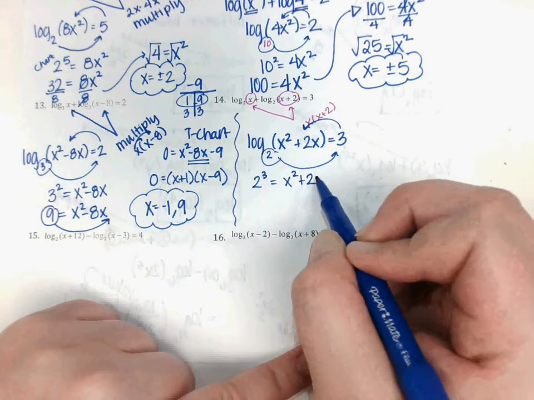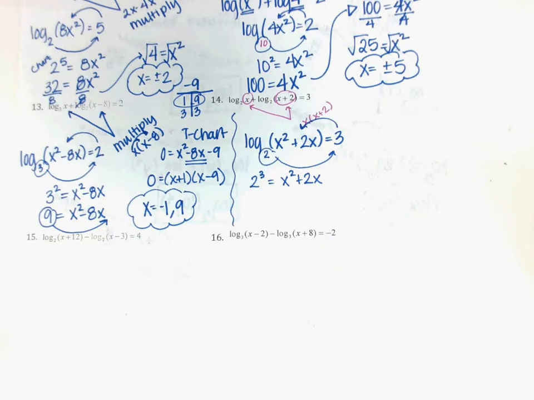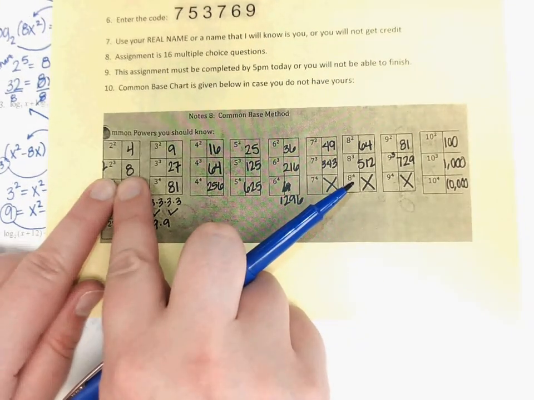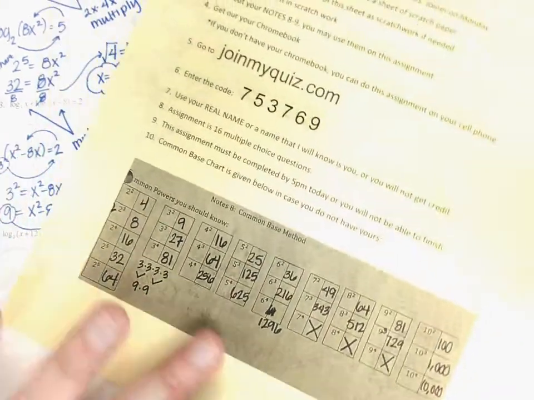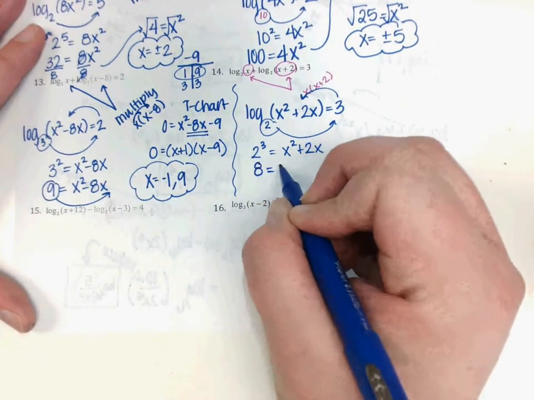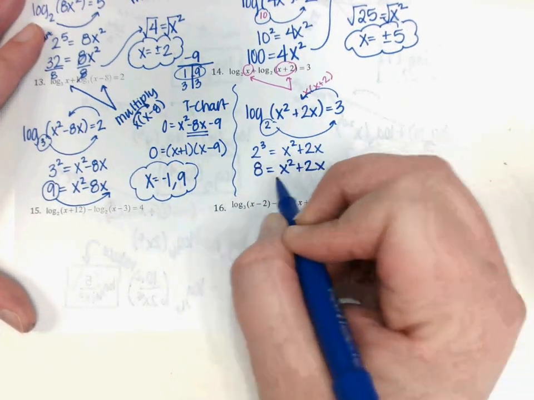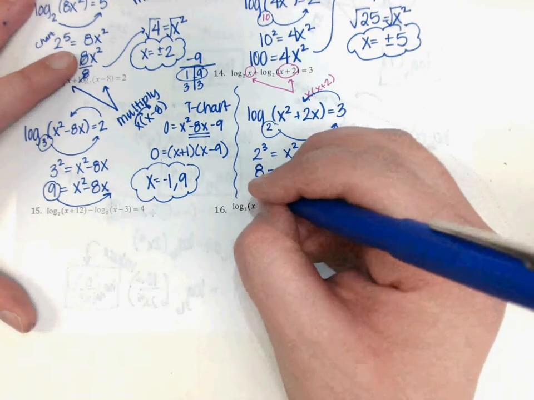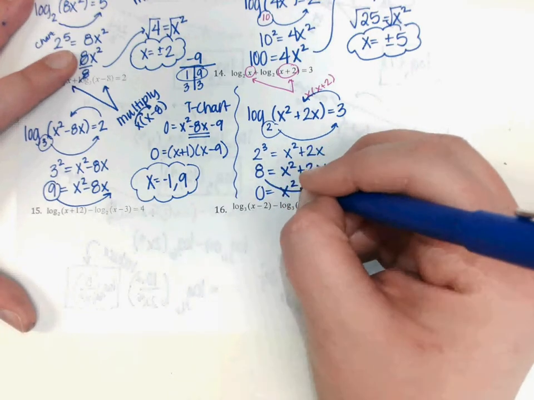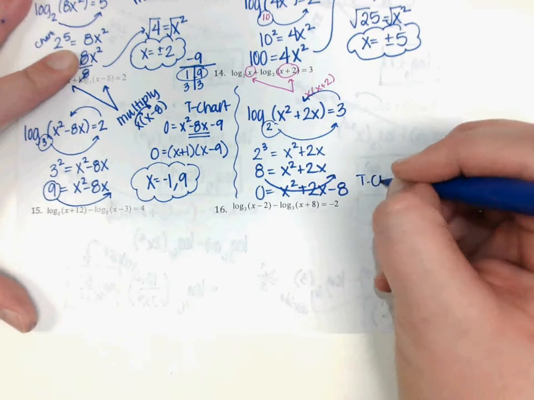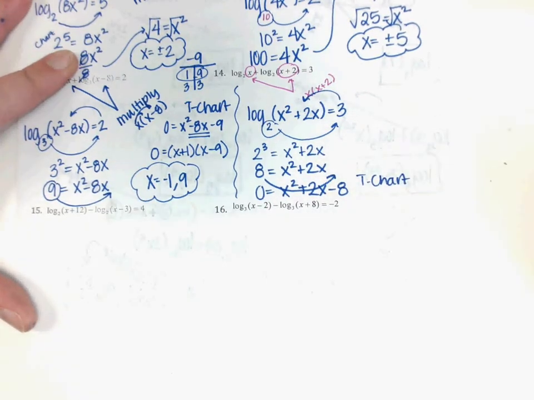x squared plus 2x. Okay, then pull out your chart. What's 2 to the 3? Okay, very good. Look right here. 2 to the 3 is 8. So, right before I get to t-chart, I change this to an 8, and then I move it over to be with everybody else. So what I'm t-charting is actually going to be x squared plus 2x minus 8. And that's where you break off into a t-chart. Does that make sense?